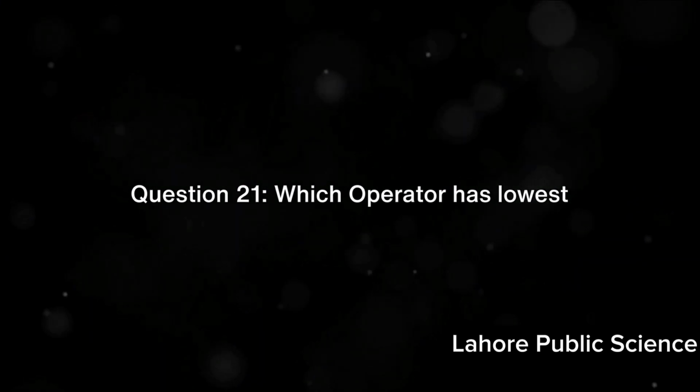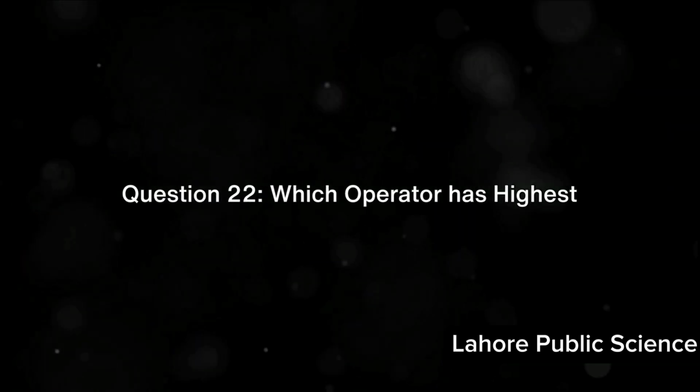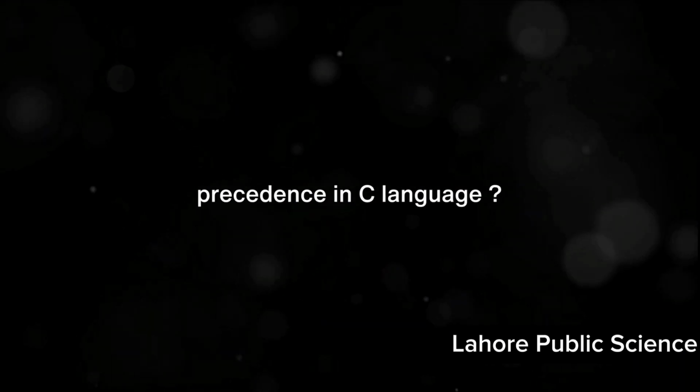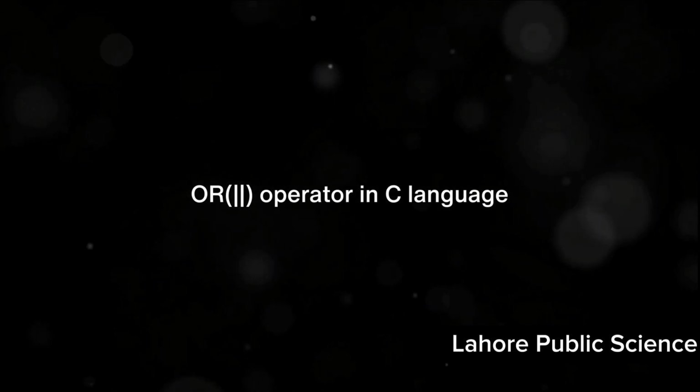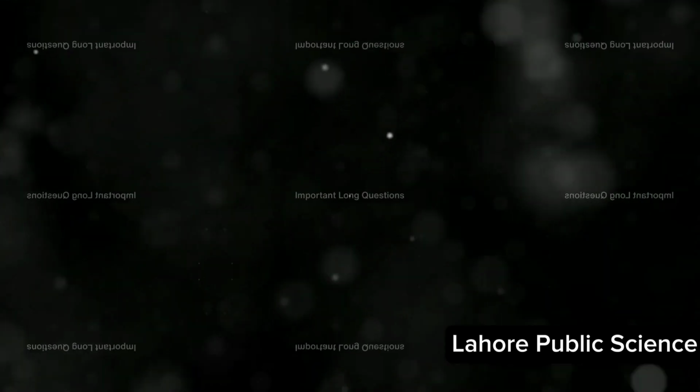Question 20. What is meant by operator precedence? Question 21. Which operator has lowest precedence in C language? Question 22. Which operator has highest precedence in C language? Question 23. Difference between and, or, but operator in C language.